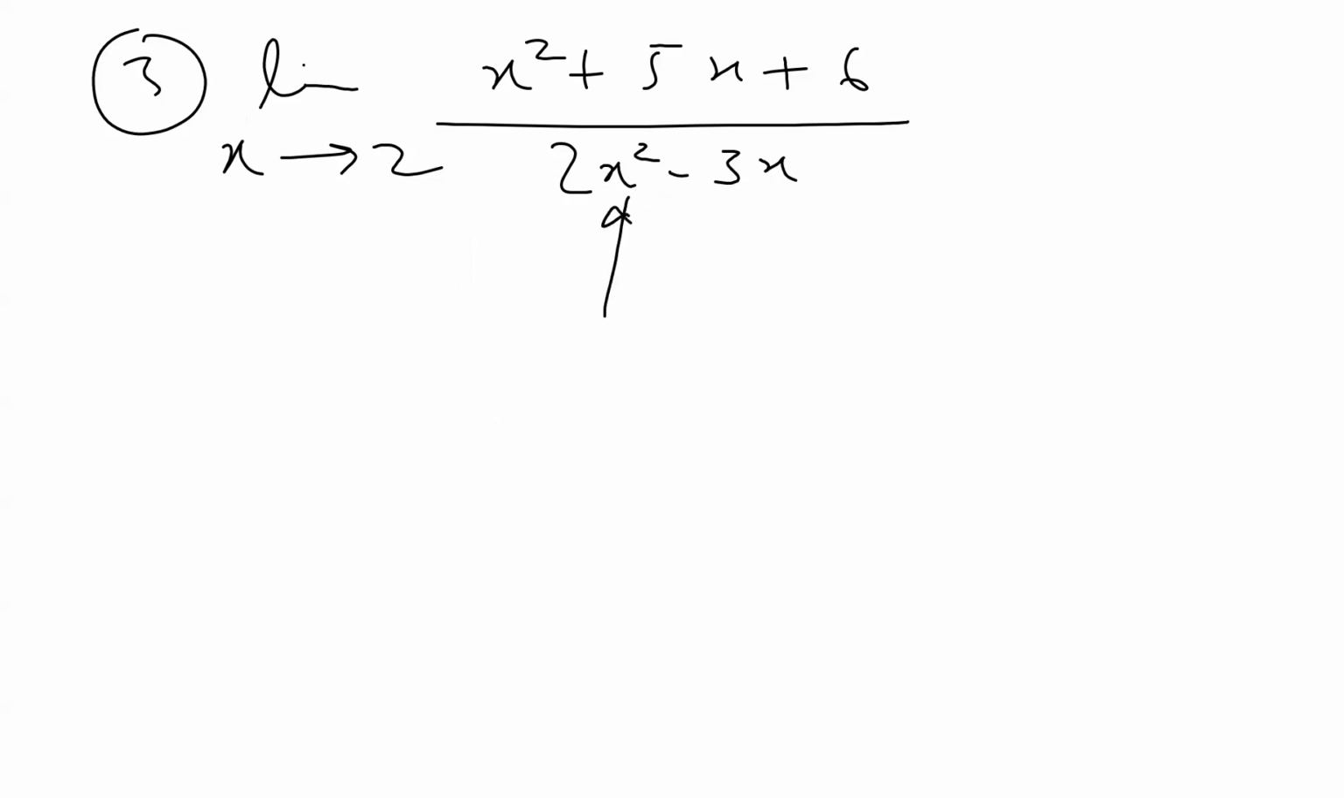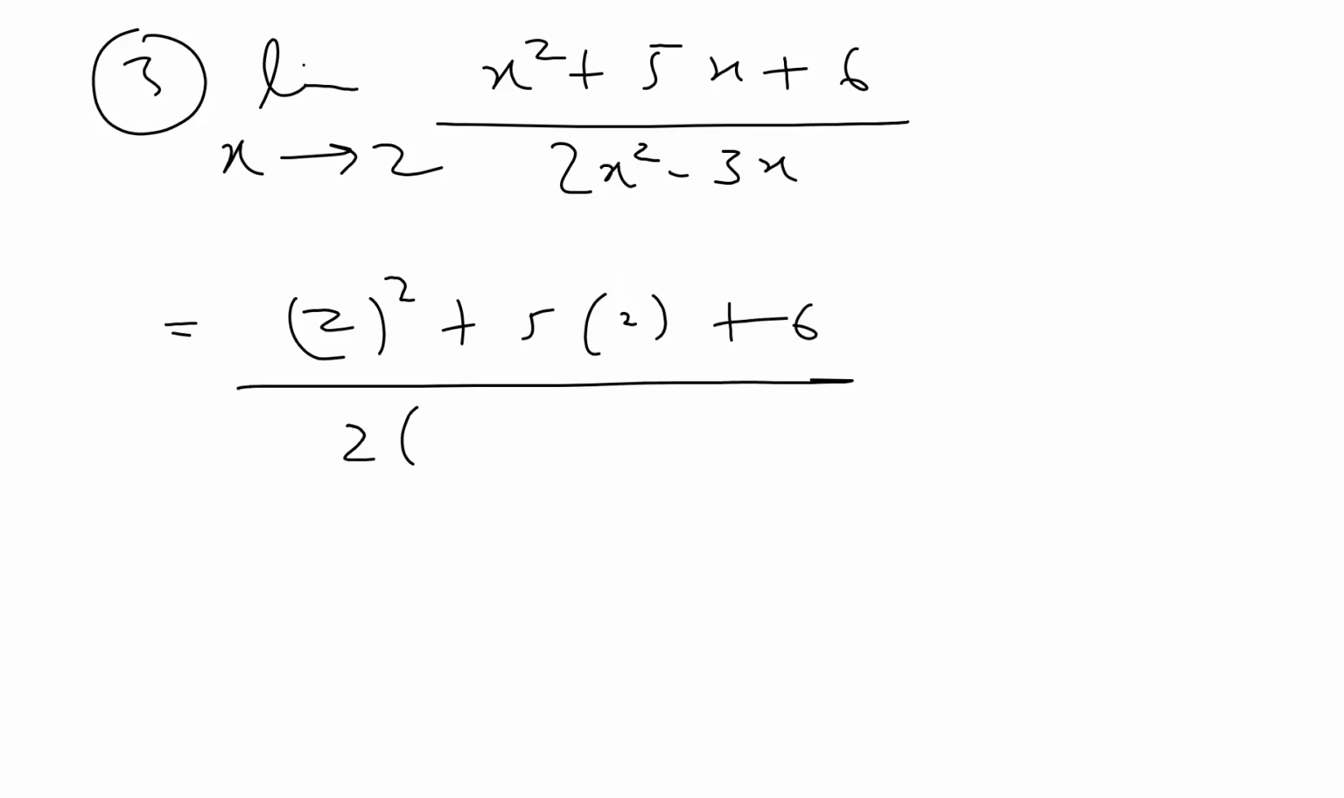Now put the value of x as 2 over here. So 2 square, that is 4 into 2, 8, 8 minus 3 into 2, 6. 8 minus 6 is 2. So this is not 0. If we put the value of x as 2, the denominator is not 0. So directly put the value of x as 2 and you may solve this. Okay. That was question number 3.